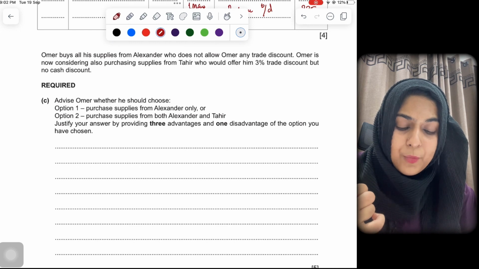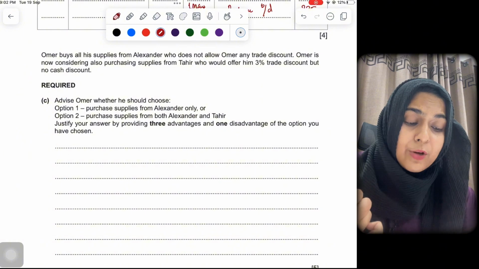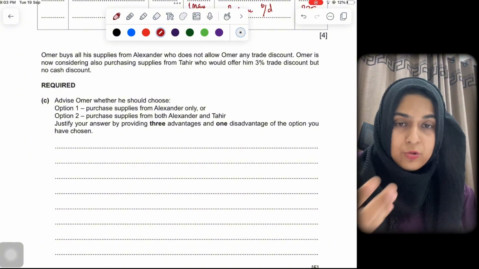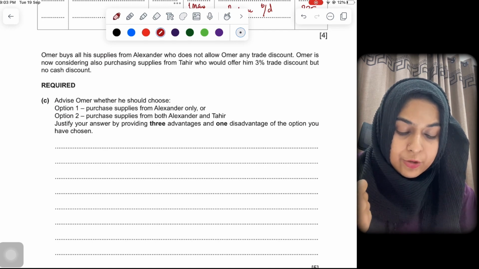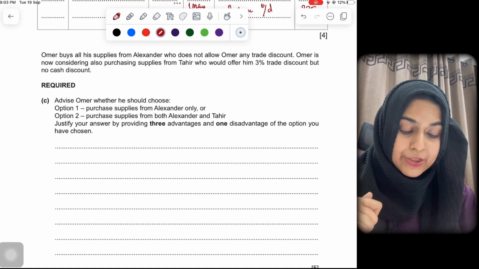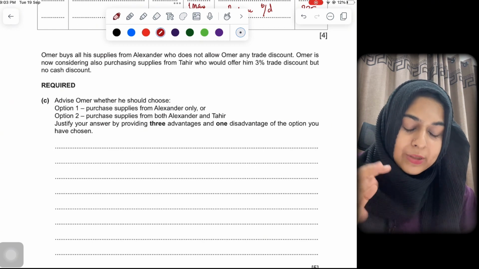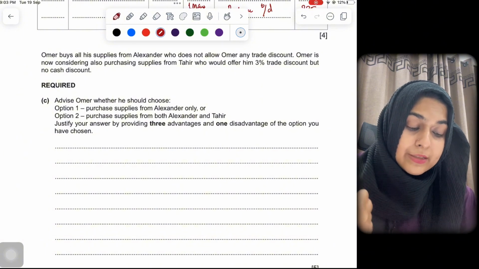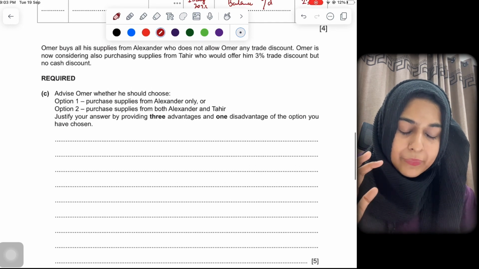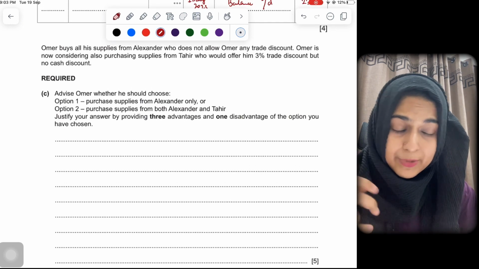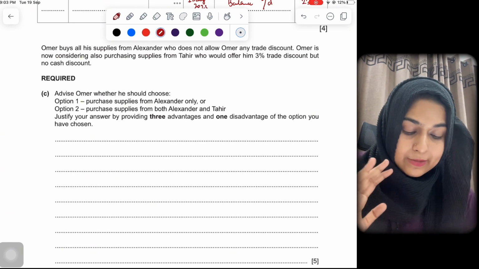But basically Umar is now considering purchasing supplies from Tahir, who would offer him a 3% trade discount but no cash discount. So what we do here is advise Umar whether he should choose option 1, that is purchase supplies from Alexander only, or option 2, purchase supplies from both Alexander and Tahir. Justify your answer by providing 3 advantages and 1 disadvantage of the option that you have chosen. Here you have to choose the option, but for the video's sake, I'll discuss both options.